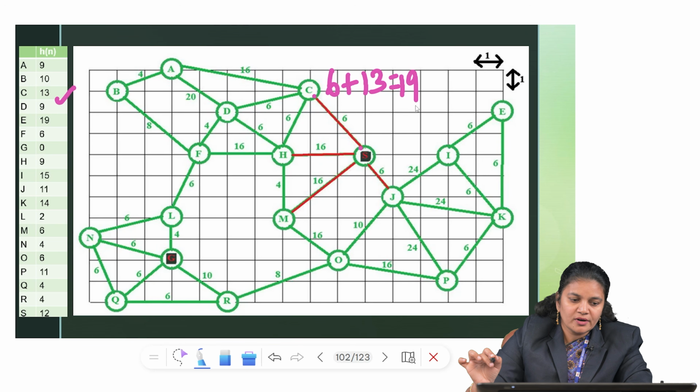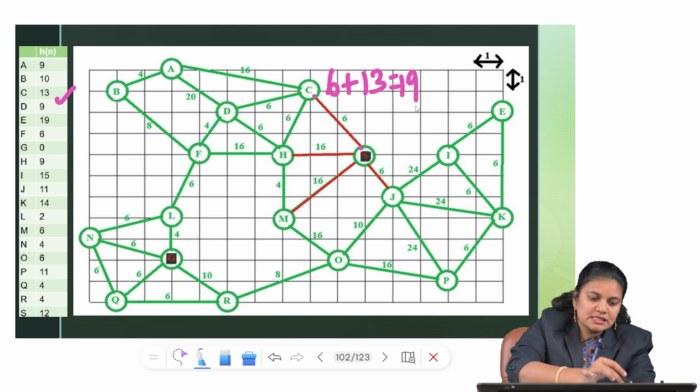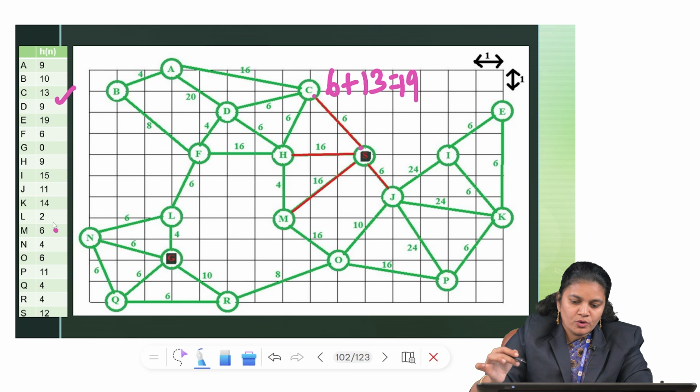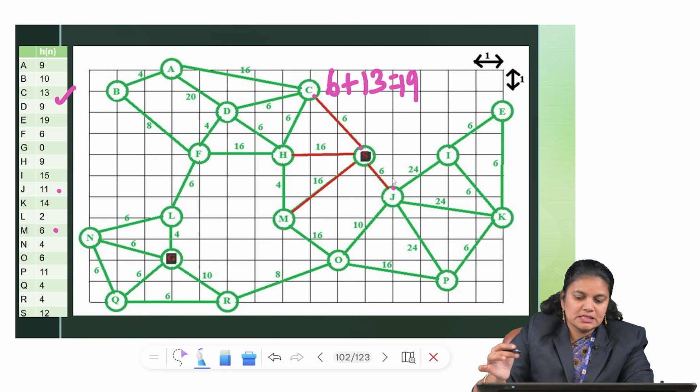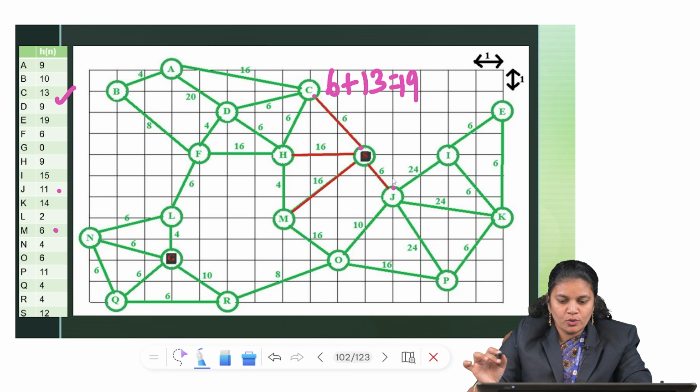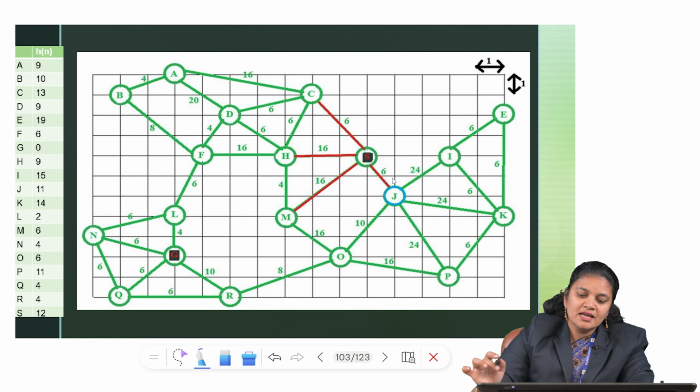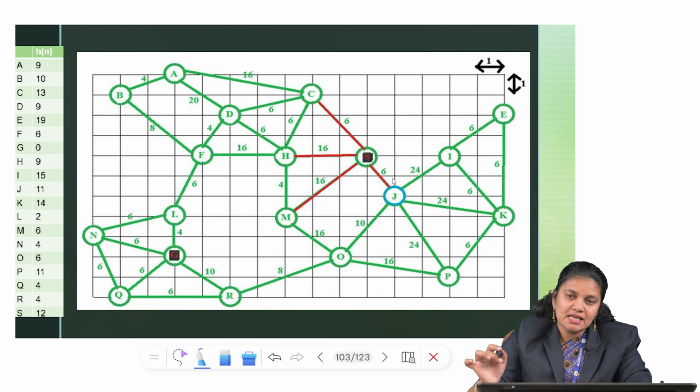So what does it come to for H? For H, it will be 16 plus 9. For M, it will be 16 plus 6. And for J, it will be 11 plus 6. So we have to compare these 4, and then we find that J has the least f of n value. So J is selected.